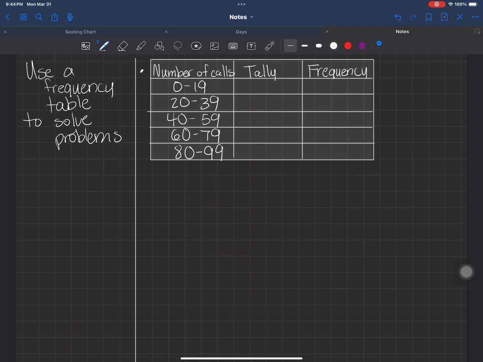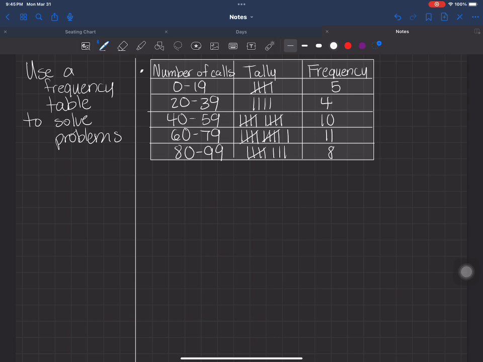Now, the amount of people that received 0 to 19 calls was 5, 20 to 39 was 4, 40 to 59 calls was 10, 60 to 79 calls was 11, and 80 to 99 calls, we had 8 people receiving that amount of calls.